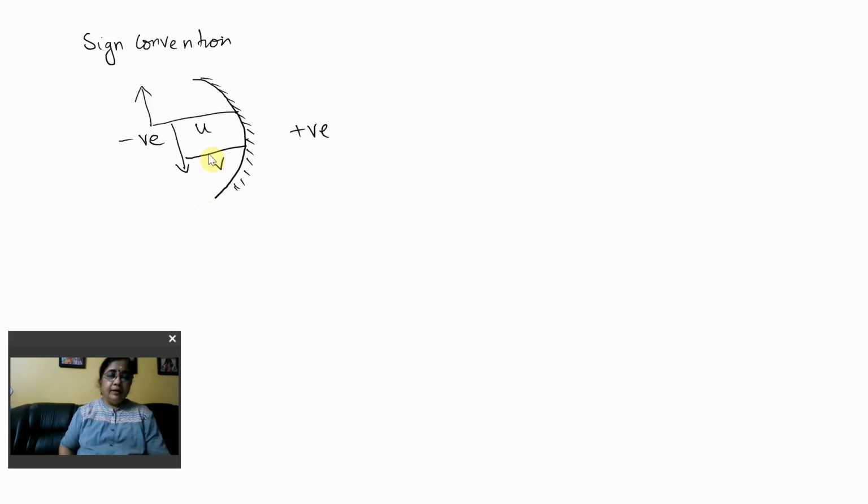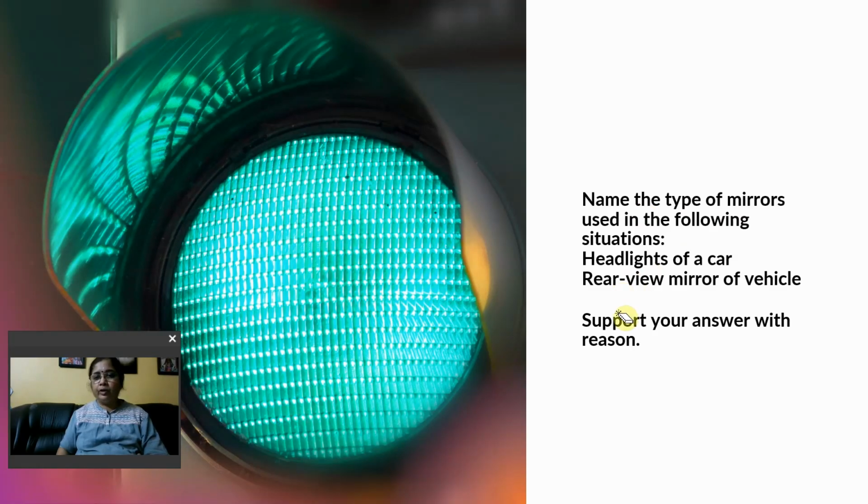Okay, so let us see one formula. 1 by u plus 1 by v is equal to 1 by f is a formula. What is u? u is the distance between the mirror and the object. What is v? v is the distance between mirror and the image. What is f? f is the focus. Of mirror used in the following situation: headlights of a car and rear view mirror of a vehicle. Rear view mirror of a vehicle, we all know, is easy. It is a convex mirror because we have been discussing. The image you see is erect and it is diminished. You don't have an erect and a diminished image in concave. You only have erect and diminished image in a convex.